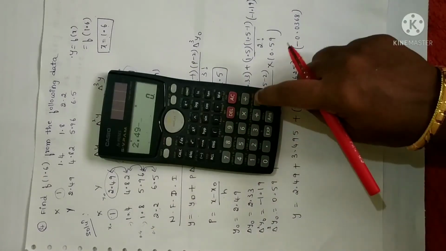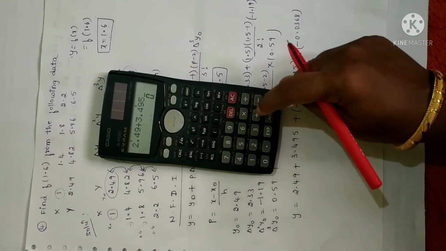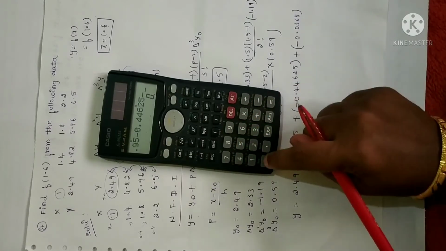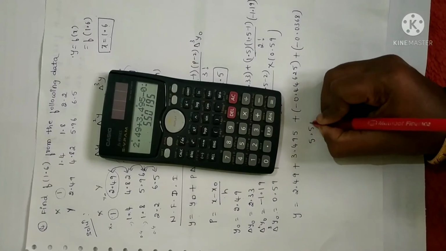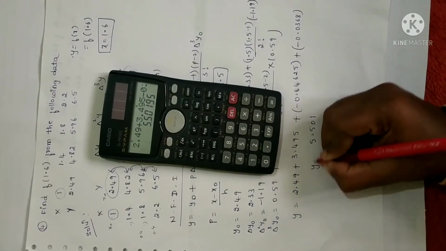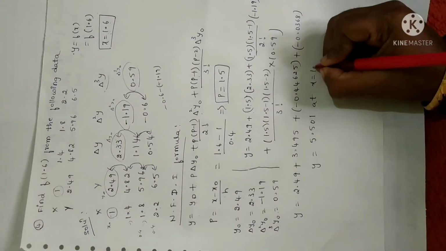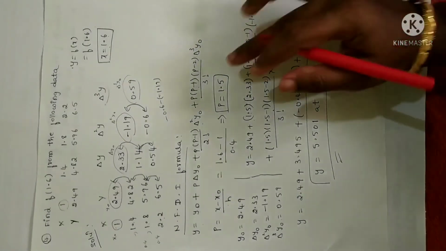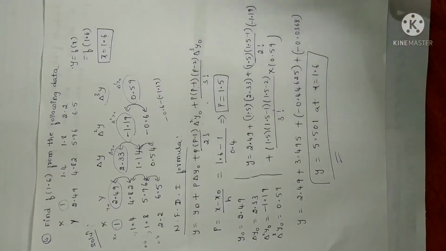2.49 plus 3.495 plus into minus is minus 0.44625 minus 0.0368. So that will give you 5.501. So y value is 5.501 at x is equal to 1.6. So this is the required solution. Procedure is same, only thing is you need to remember the formula and the way of calculation. Clear? Now let me solve one more problem.